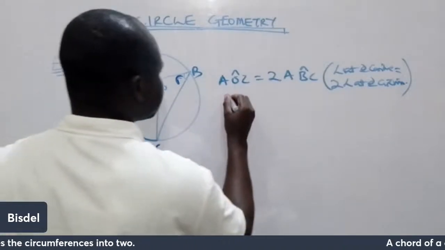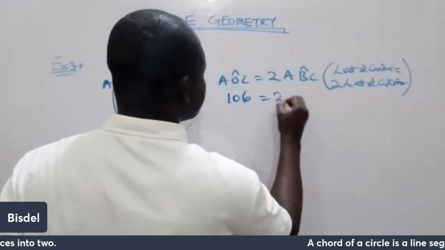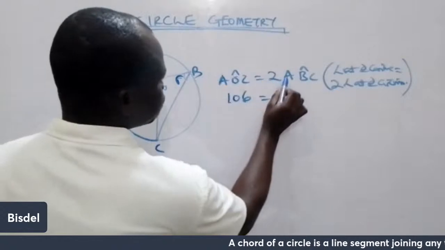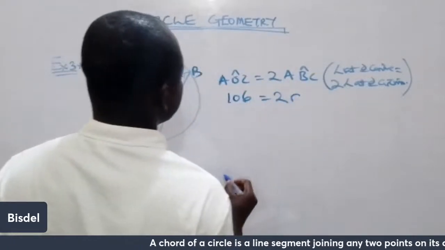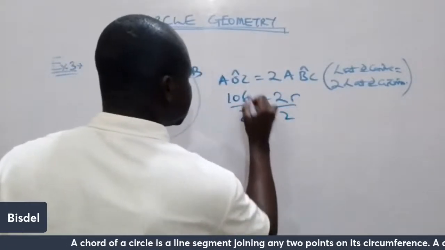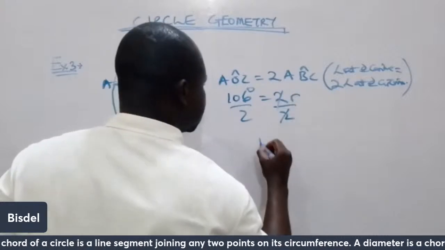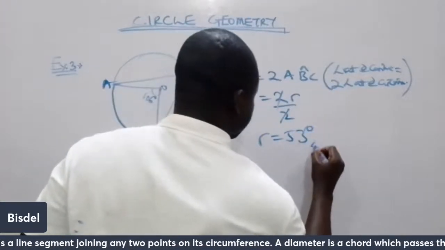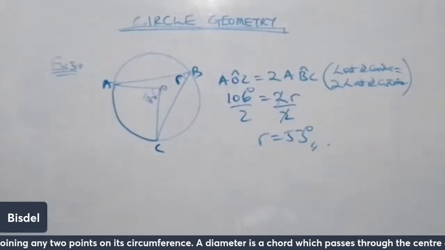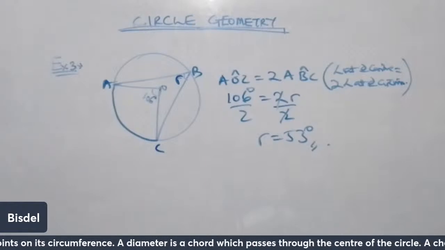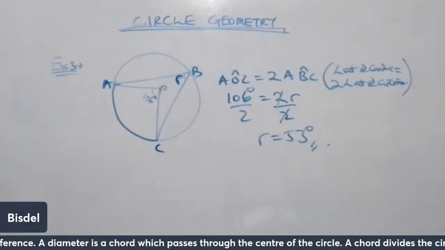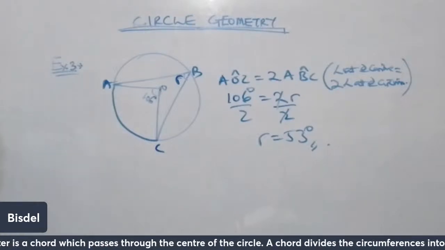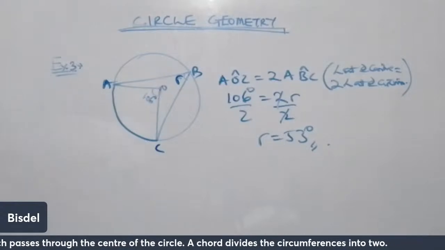So the angle at the center is 106. 106 is equal to 2 times angle B, that is angle ABC, which is denoted as R. So we can divide both sides by 2. Then R is equal to 53 degrees. So the second theorem says that the angle at the center is twice the angle at the circumference, provided that they are subtended by the same arc.